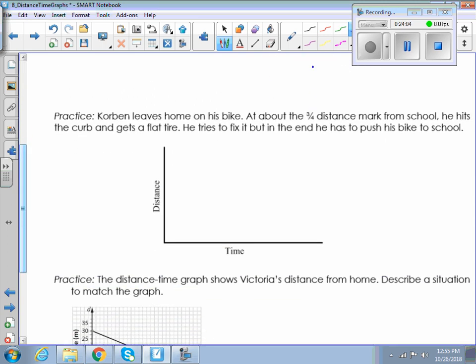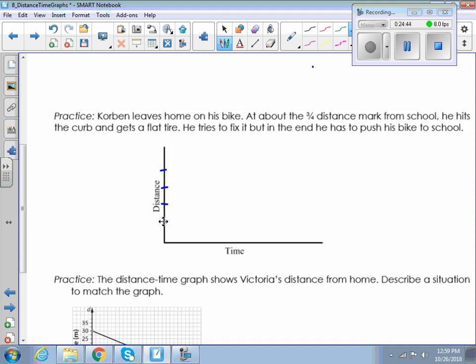So here I'm giving you a scenario, and I want you to draw what's happening here. Okay, so first of all, for this one, because the question is referring to like 3/4 of a distance, it would be a good idea to divide our distance into 4 parts. So let's do 1, 2, 3, 4. Okay? So now how would you suggest we do this? So let's read it first. Corbin leaves home on his bike at about 3/4 of distance marked from school. He hits the curb and gets a flat tire. He tries to fix it, but in the end, he has to push his bike to school.